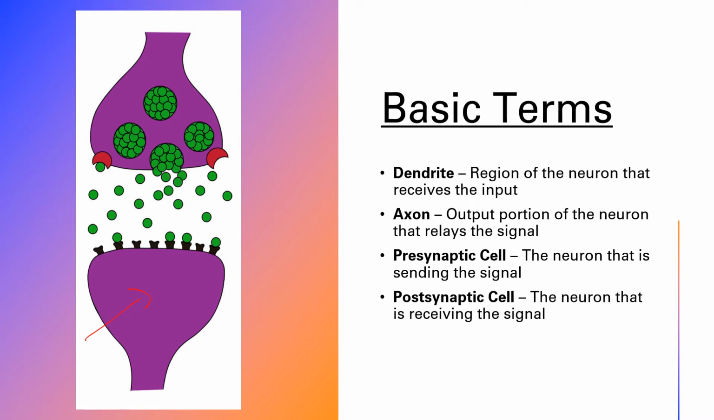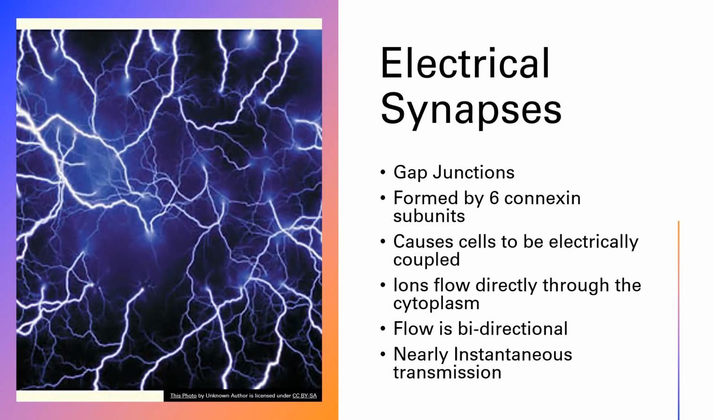So we have dendrites, which take in information, and axons, which are the output portion of the neuron that relay the signal. Presynaptic cell and postsynaptic cell correspond to those a lot of times. But again, sometimes your synapses are going to be on other parts of the neuron, which we'll talk about in a little bit. To start with, we're going to talk about electrical synapses. These are also known as gap junctions. They're formed by 6 connexin subunits.